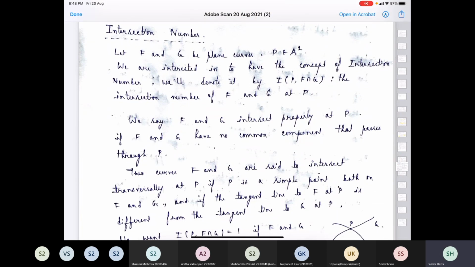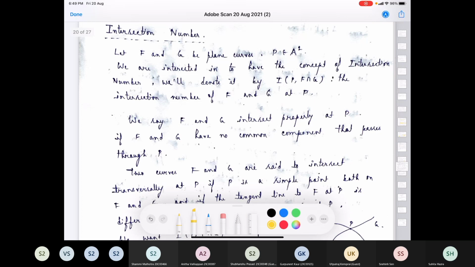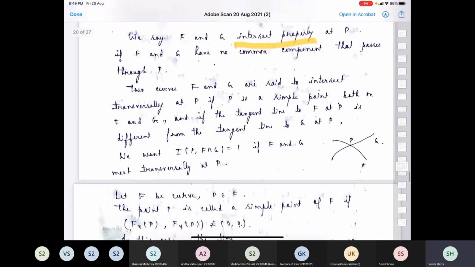So if f and g are plane curves and P belongs to A2, we are interested in having the concept of intersection number. We will denote it by I_P(f ∩ g), the intersection number of f and g at P. We say f and g intersect properly at P if f and g have no common component that passes through P.